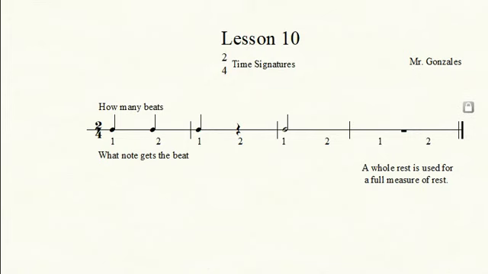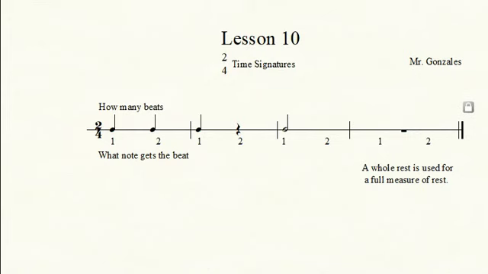In 2-4 time, the top 2 means there are 2 beats per measure, and the bottom 4 means the quarter note gets 1 beat. The same as 4-4 time, the top number is always how many beats, the bottom number is always which note gets the beat.